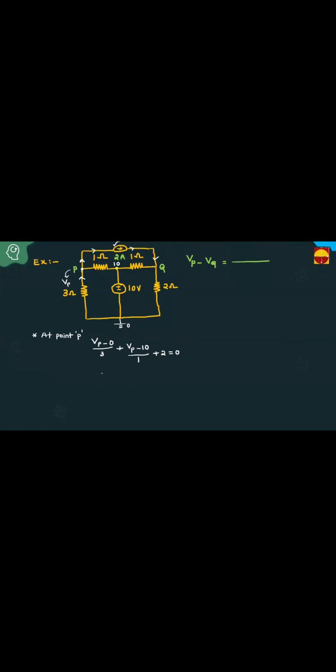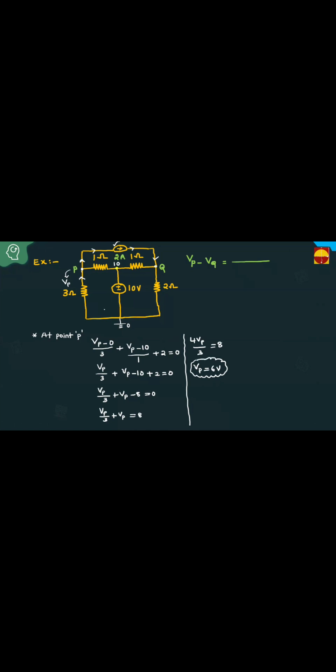Now from this, solve for Vp. This is Vp by 3 plus Vp minus 10 plus 2 equal to 0. From this, Vp by 3 plus Vp minus 8 equal to 0. Vp by 3 plus Vp equal to 8. Then from this, what can you get, students? 4 Vp by 3 is equal to 8. What is Vp equal to? 6 volts we get. Vp equal to 6 volts.